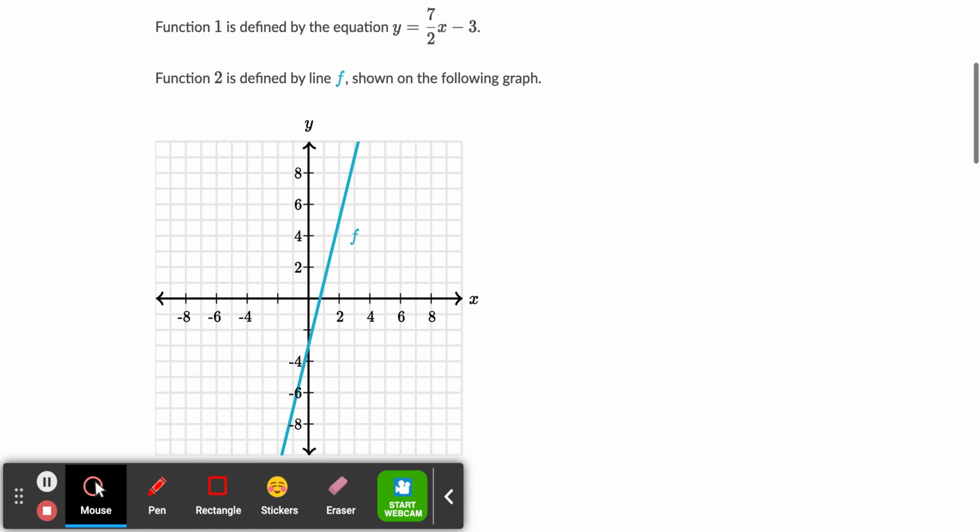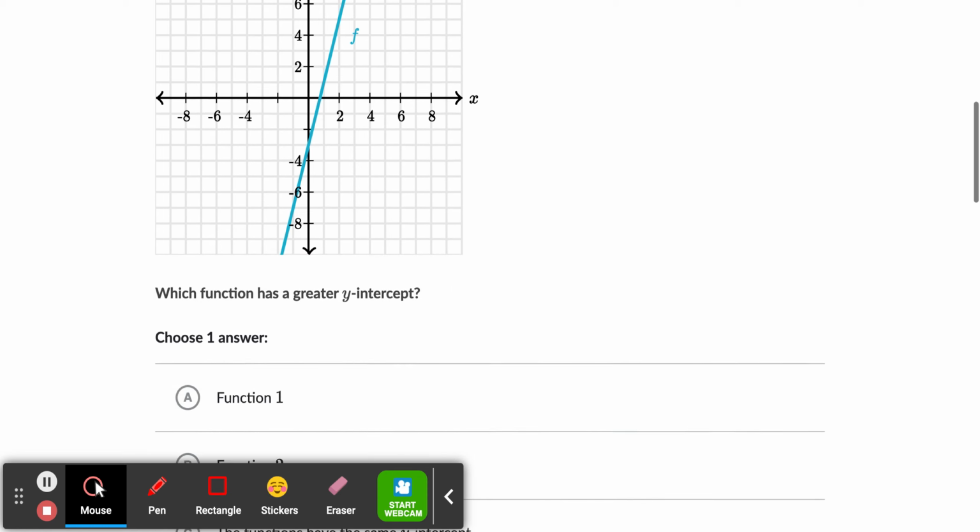Function 1 is defined by the equation. Remember, we have those three representations, right? Equation, table, graph. So this one's an equation. We have a slope of 7/2. Y-intercept is -3. Function 2 is defined by the graph. Let's take a look at the question.